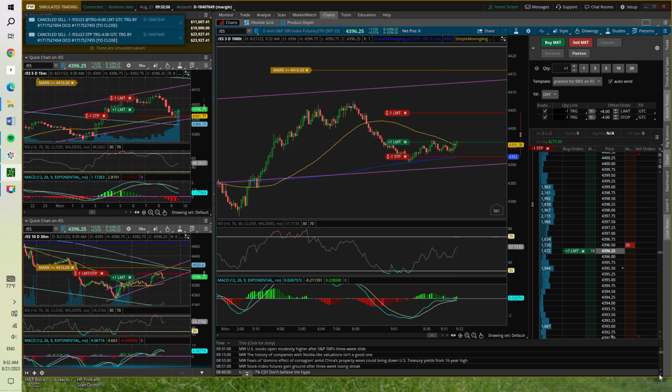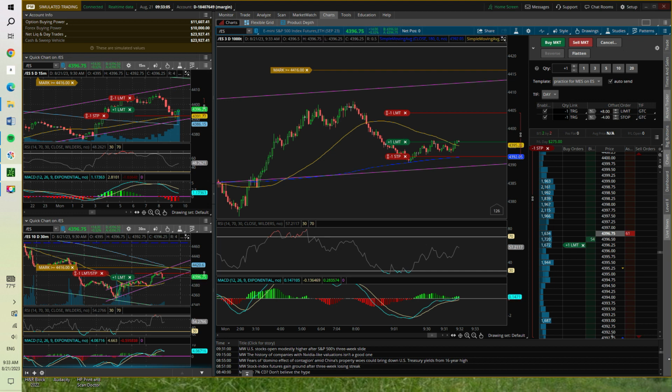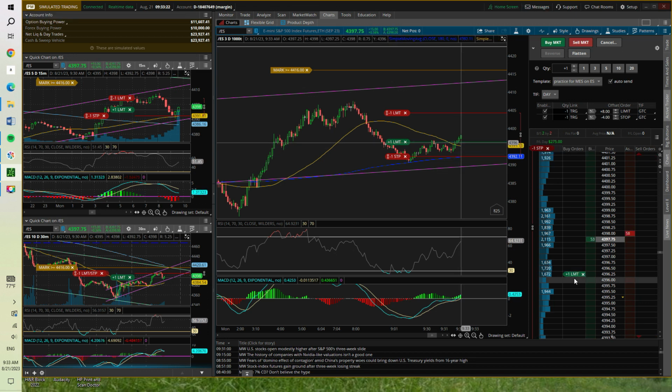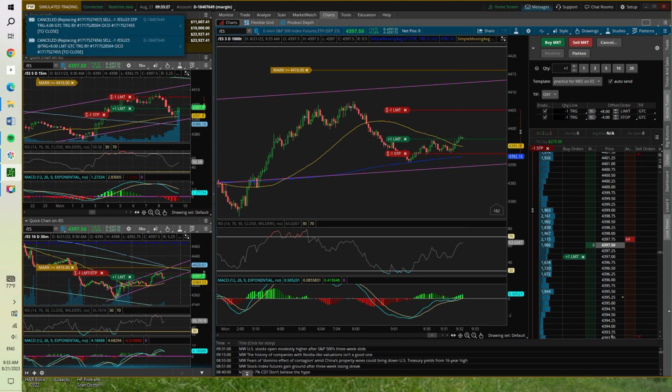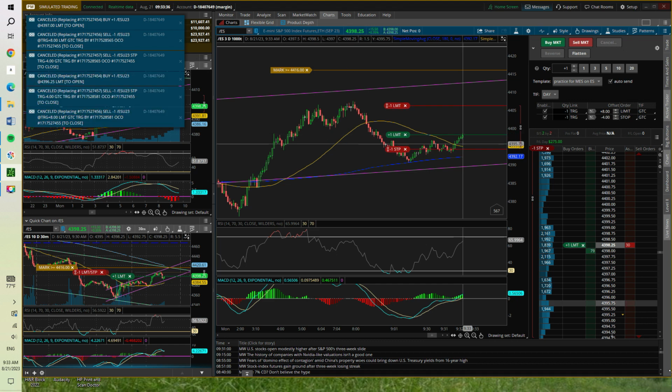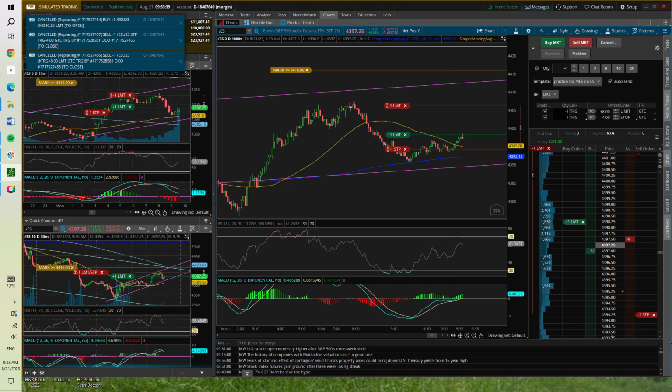And because this is paper trading, it doesn't always take my orders right away, which is really frustrating. It should have taken it by now, but it didn't. So I kind of got to keep chasing it and miss out on a whole lot of profit that way. Real trading would never happen that way.